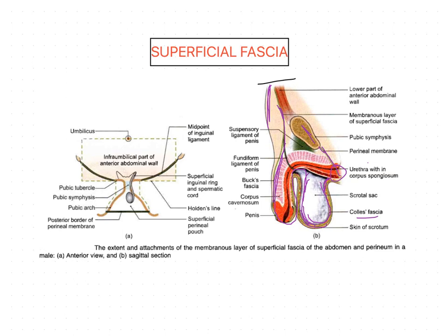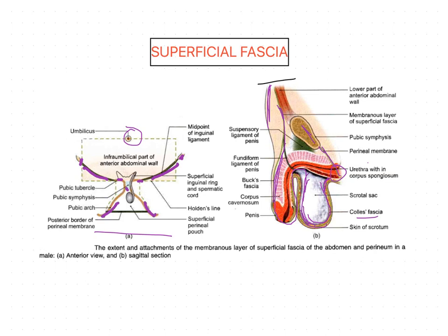So that thing we can see in the anterior view, that is the coronal view. We can call it coronal view or anterior view. Here in this picture, this one is the umbilicus, and these are the anterior superior iliac spines. This one is the pubic tubercle, this is the inguinal ligament, this is the pubic symphysis, this is the pubic arch.